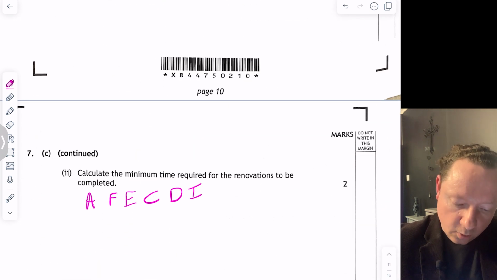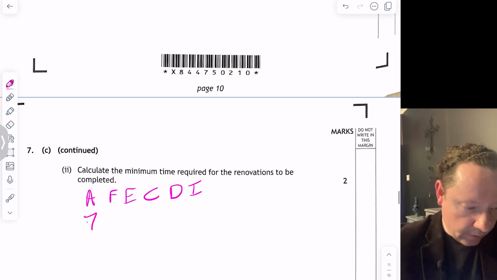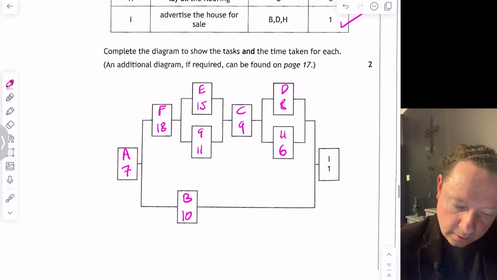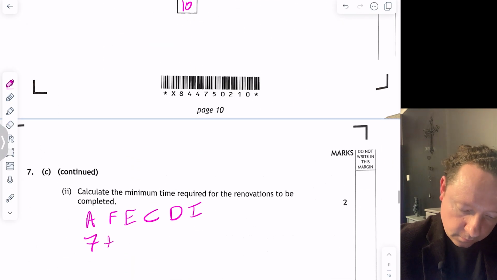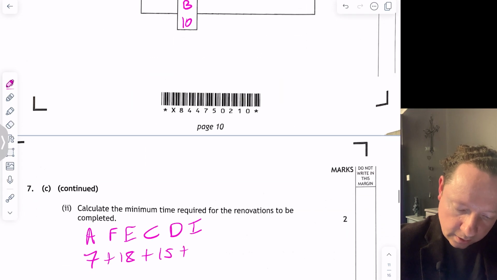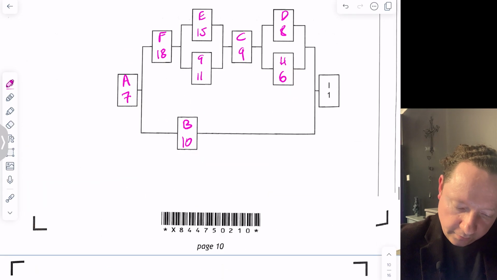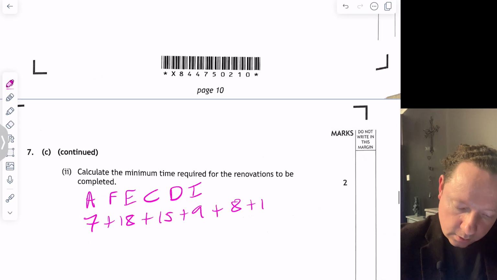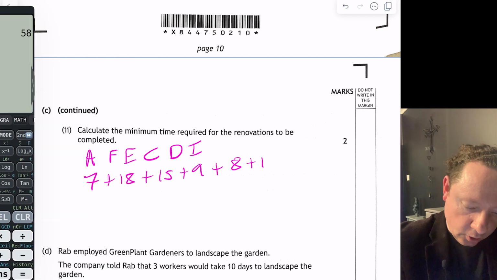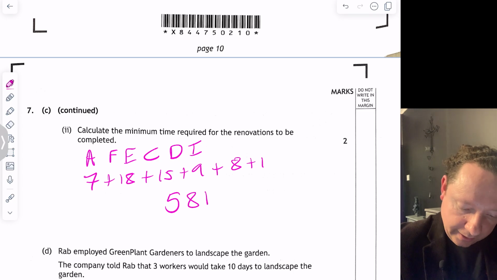So then we just add up all the numbers. We've got 7, and then I think it was 18. 7, 18, 15. And then you've got C, which is 9. And then D, which is 8. And then 1. So getting a calculator out, 7 plus 18 plus 15 plus 9 plus 8 plus 1 is 58. And the units were days, so it's 58 days is the minimum time. Okay.